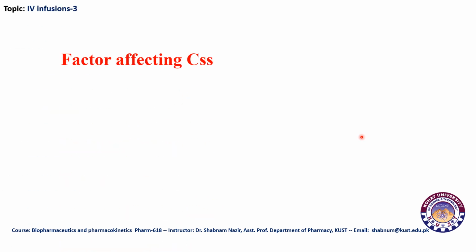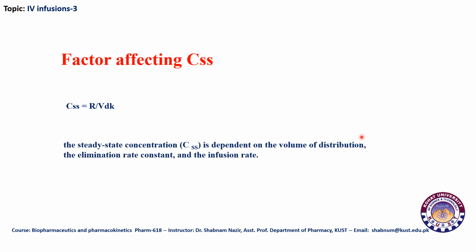So, factors affecting steady state concentration. Steady state concentration, as we know mathematically, is equal to R divided by V dk. The steady state concentration is dependent on the volume of distribution. Mathematically, this equation shows that steady state concentration is dependent on the volume of distribution, the elimination rate constant and the infusion rate. So altering any one of these factors can affect steady state concentration.